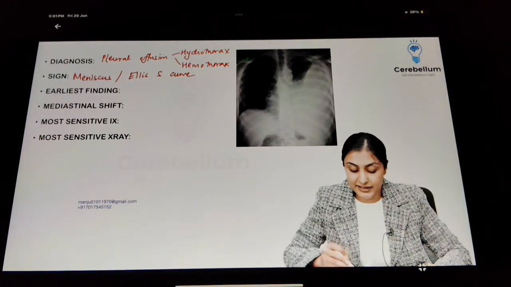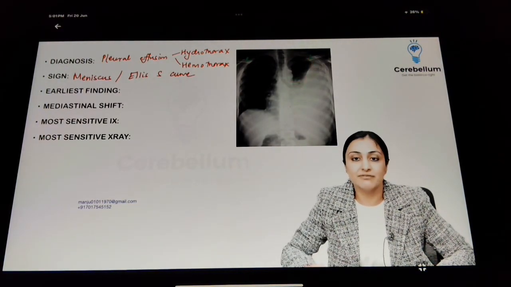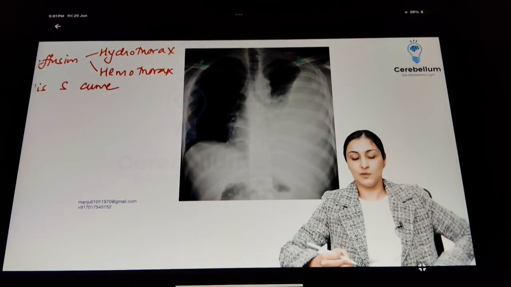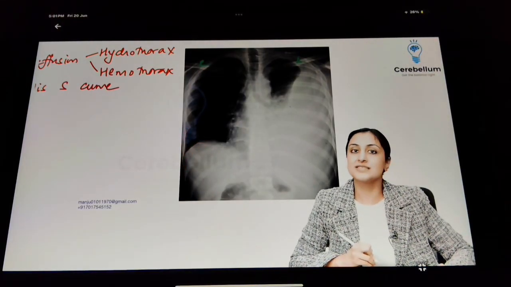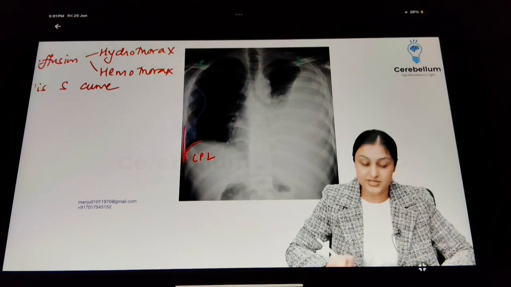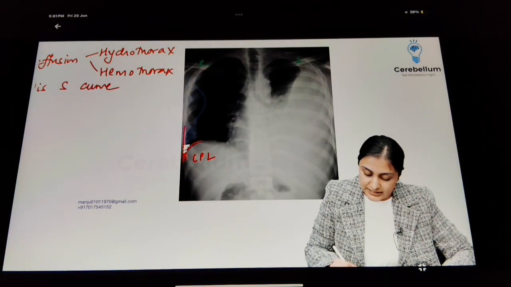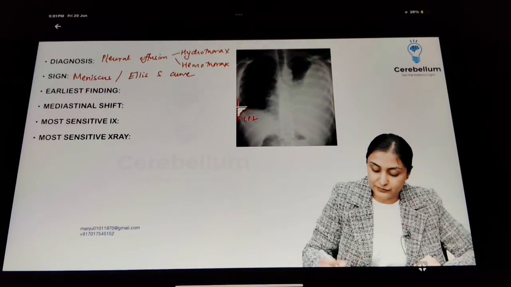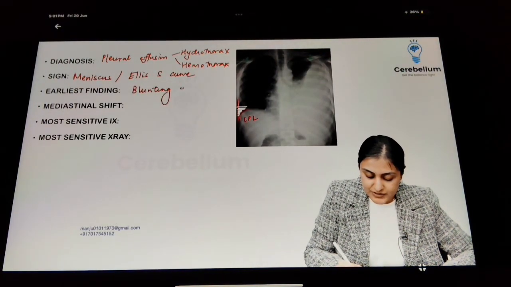The earliest finding that you're going to see, this is a lot of fluid, right? You can't really wait for so much fluid. The earliest sign that you will see, the fluid, when you are in a standing position, erect X-ray, what is going to happen? This angle here is the CP angle. What CP angle? Costophrenic angle. This is what we call the costophrenic angle, usually is sharp. As the fluid keeps accumulating, this is where the blunting of the angle begins and then it forms this entire meniscus.